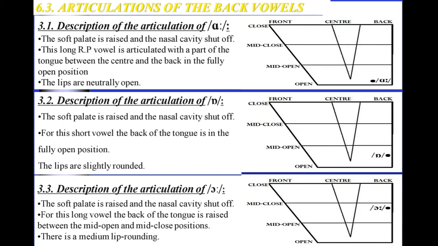The long O. Soft palate is raised and nasal cavity shut off. For this long vowel, the back of the tongue is raised between the mid-open and mid-close positions. There is a medium lip rounding.